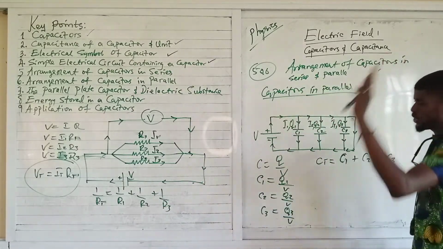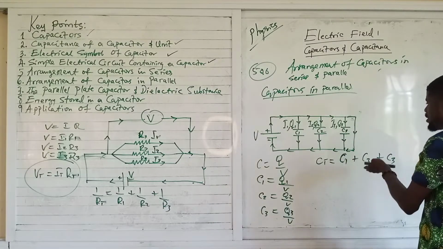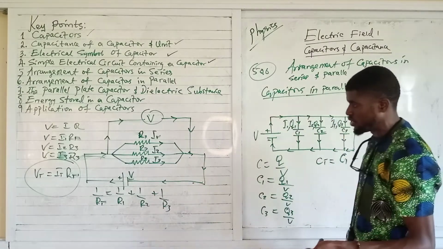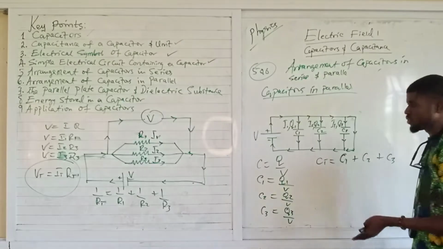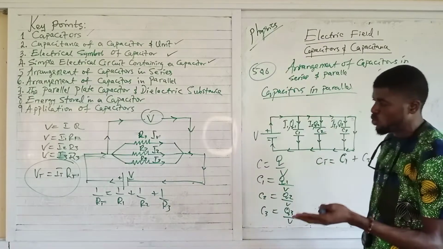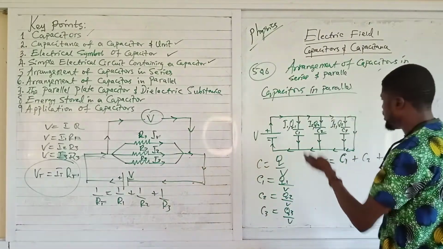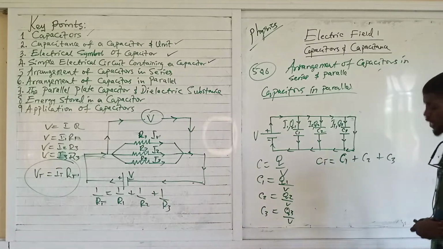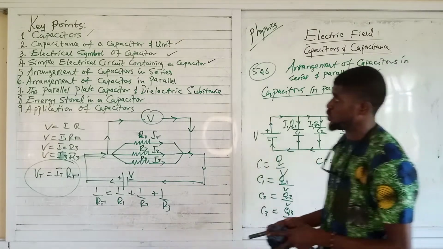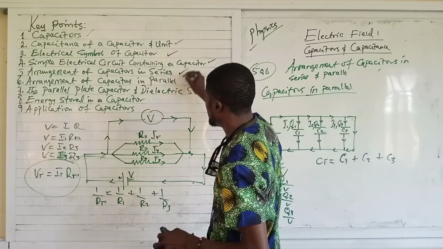So when capacitors are in parallel, you add them as if you are adding resistors in series. When capacitors are in series, you add them as if you are adding resistors in parallel. This is a key thing in this topic that you need to know as we proceed. So we are through with this.